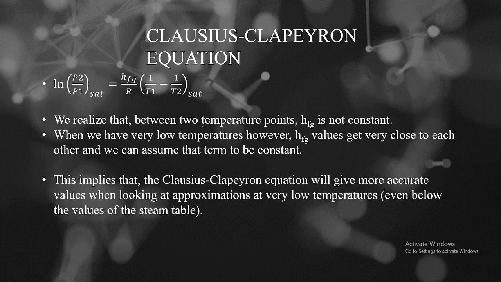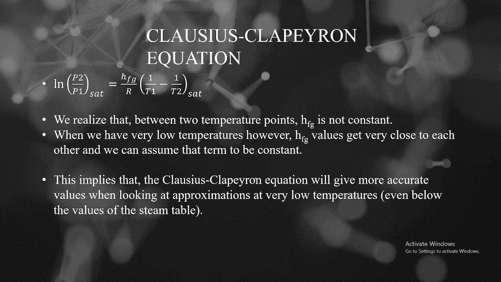Now realize that we have two temperature points, and between two temperature points, h_fg is not going to be constant. But when we are dealing with very, very low temperatures, the h_fg values can be very, very close to each other, so we can assume a constant term for them, or we can guess or approximate what the term should be. So the Clausius-Clapeyron equation is going to be more accurate when we are dealing with conditions of very, very low temperatures.